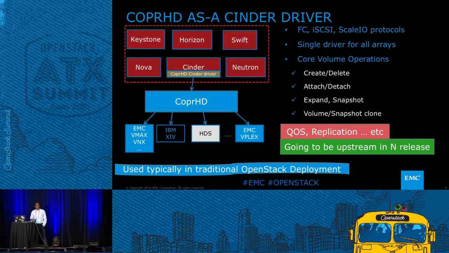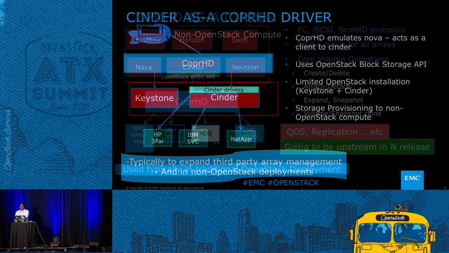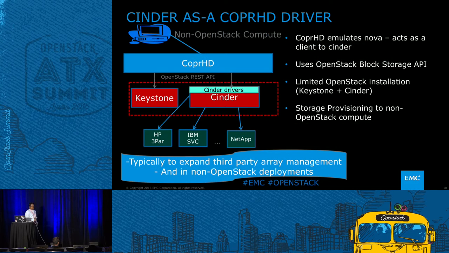So where do you use this kind of solution, typically in our traditional OpenStack deployments? The second solution, Cinder itself can be used as a Copperhead driver. I would say it's quite the reverse of the solution we looked at first, where Cinder was consuming the Copperhead. Here, Copperhead is consuming the Cinder. So here, Copperhead emulates as a Nova, which acts as a client for Cinder.